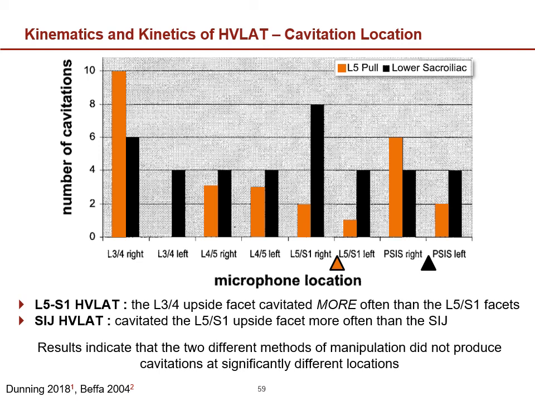Even if you combine both the left and the right facet, the L3, L4, 5 facet was still significantly more, specifically on the upside. And then same for the SIJ HVLA, the cavitation was most often at the L5S1 upside facet rather than at the SIJ itself. Results indicate that the two different methods of manipulation did not produce cavitations at significantly different locations. There are relatively equal distributions when you run the statistics on this.